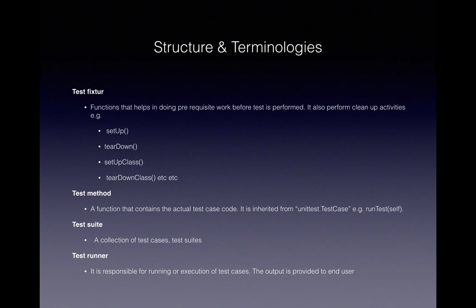So let us go through the common terminologies used, or we can describe the structure of a test case in a PyUnit framework. There are different terminologies used. You can see on screen that some of them are explained here. So in this hierarchy, first comes test fixture. Test fixtures are actually small functions which are executed before or after a test method in PyUnit.